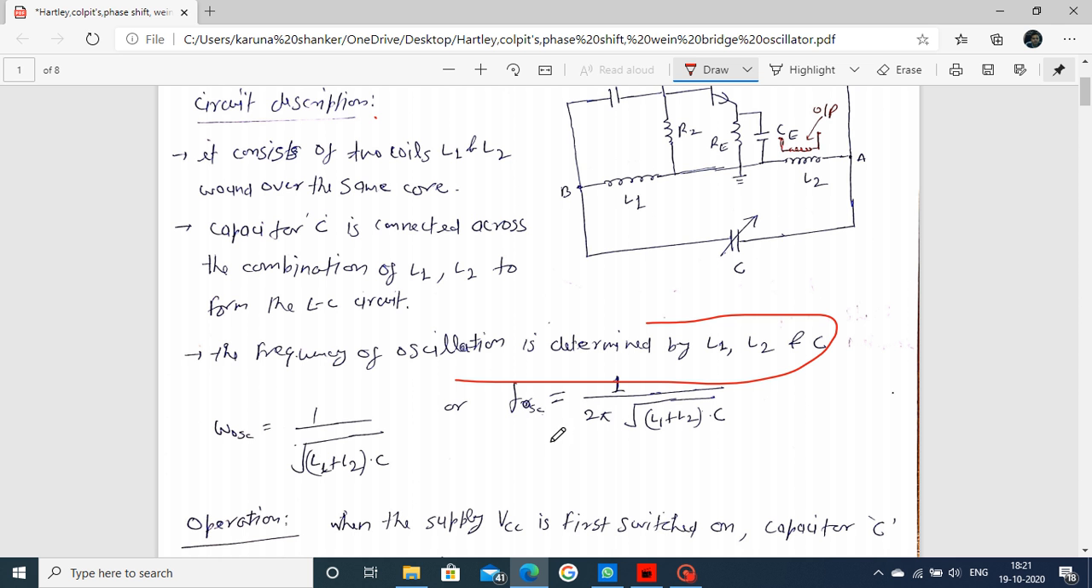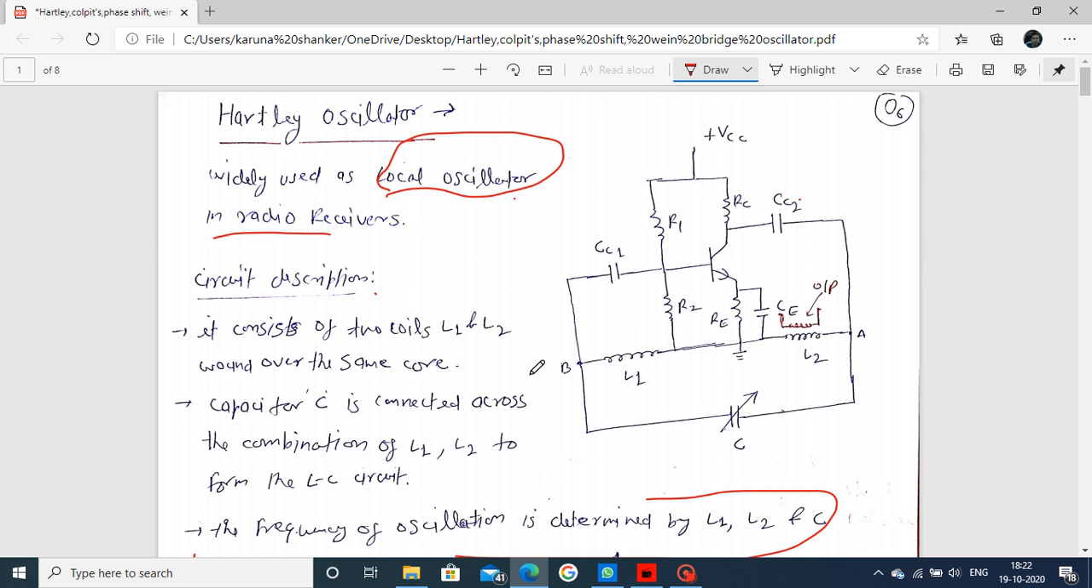The relation is: resonant frequency, or oscillation frequency, f is equal to 1 by 2 pi under root LC. Here L is the series combination of L1 and L2. That's why we use L1 plus L2, multiplied by C. We have already seen f is equal to 1 by 2 pi under root LC. Here L is L1 plus L2 in series and C is single. In terms of omega, omega is equal to 2 pi f, so we arrange it in this form for the resonant frequency.